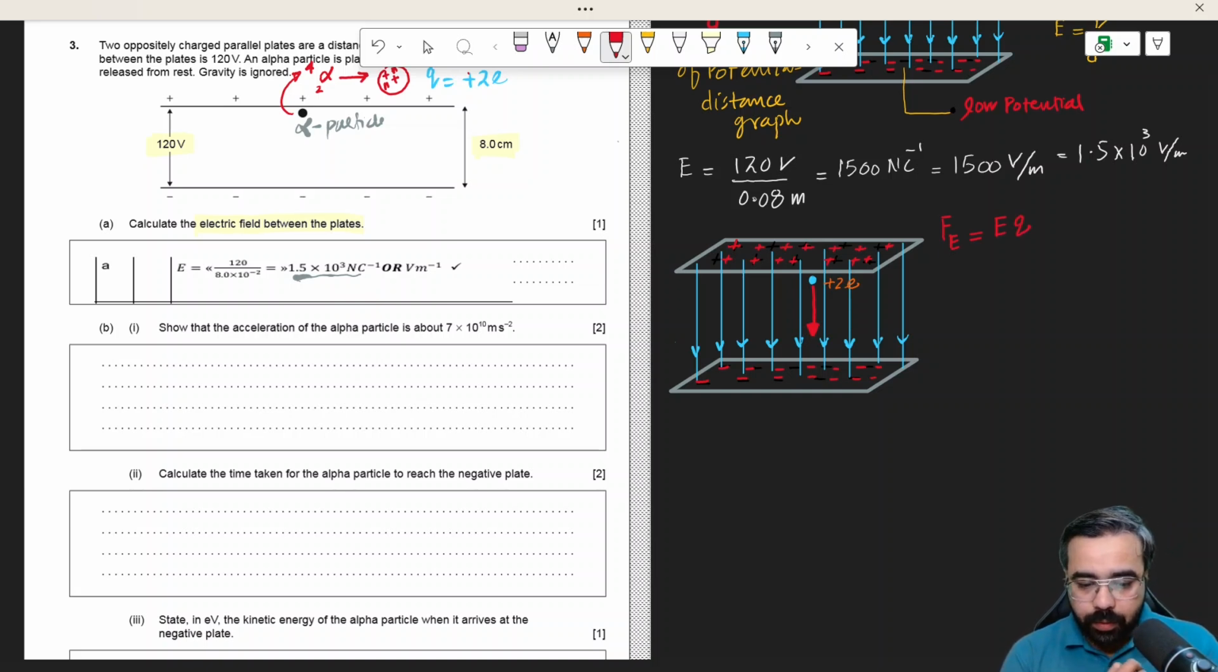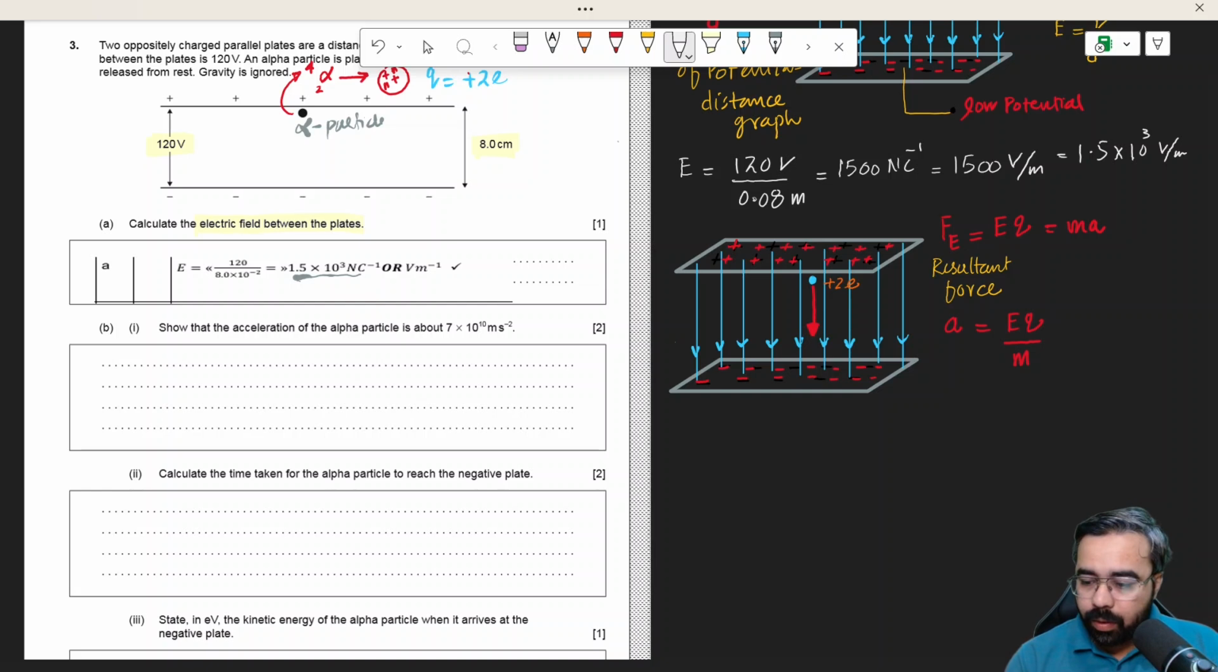Okay. So if you want to find out the acceleration, because this is the resultant force, right? According to Newton's second law, this force will produce the acceleration, right? So this is equal to ma, whereas this m is the mass of the alpha particle. So we can say that a is equal to EQ over the mass of the alpha particle.